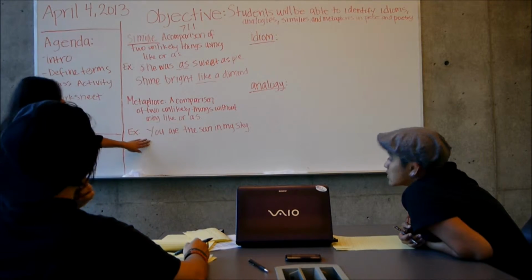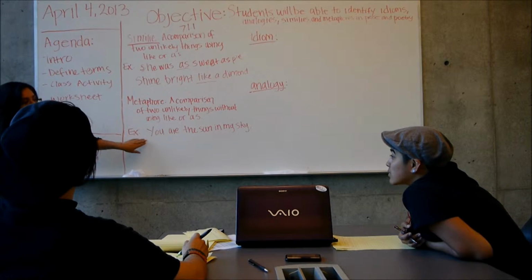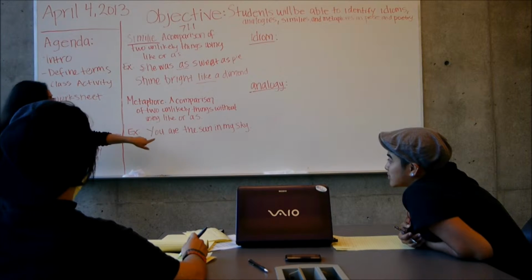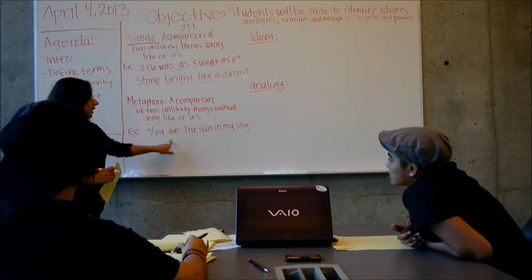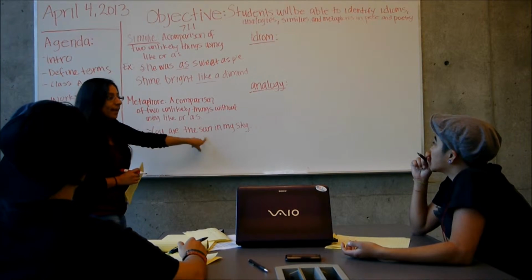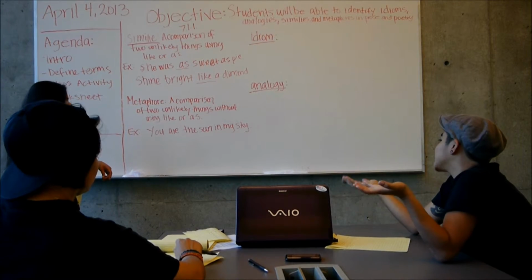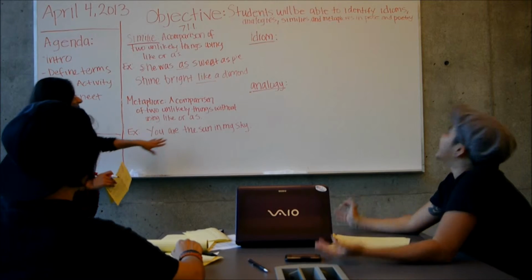Okay, so my example is, you are the sun in my sky. So this one, unlike these, doesn't have the word like or as. It just kind of states that you are the sun in my sky. So sun and sky, you are not a sun and a sky, right?